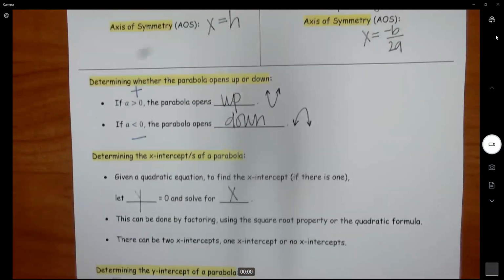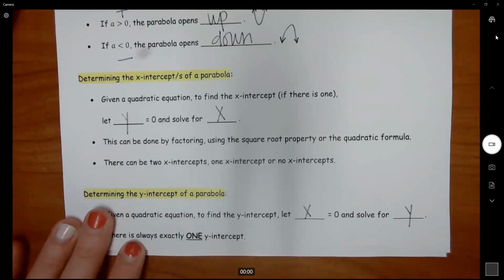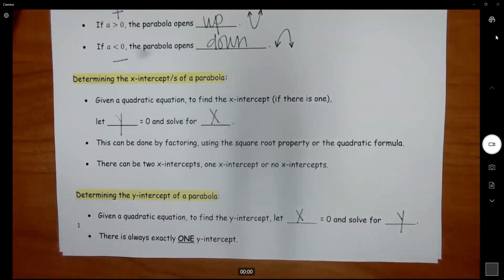So make sure you've got all of this written down. This is the information that we're going to need to do the rest of this lesson. And once you've got this copied down, then let's move on and do some examples and actually use this.